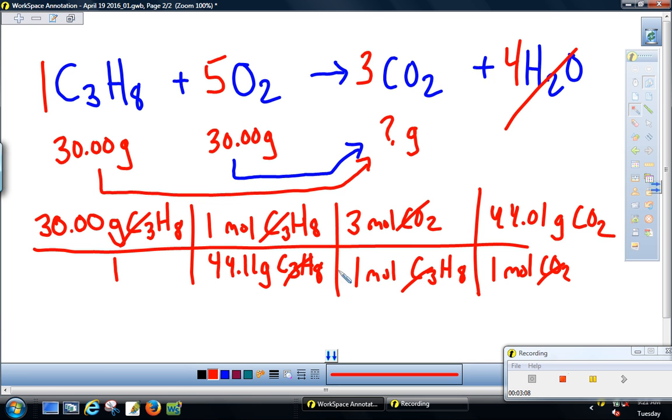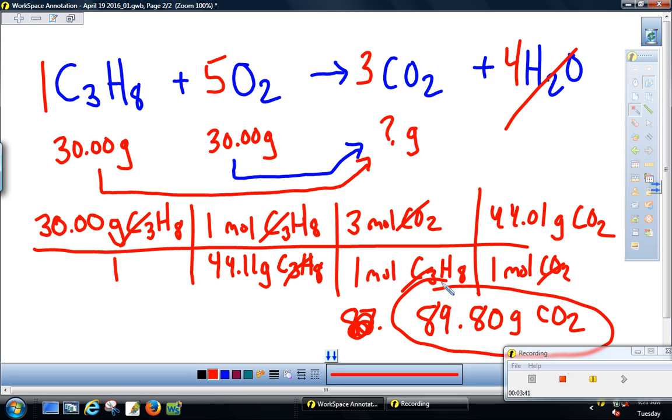So I'm going to go ahead and crunch some numbers. I suggest you do the same. 30 divided by 44.11 times 3 times 44.01 equals 89.795. So that rounds up to 89.80. This is how many grams of CO2 we can make by combusting this much propane.